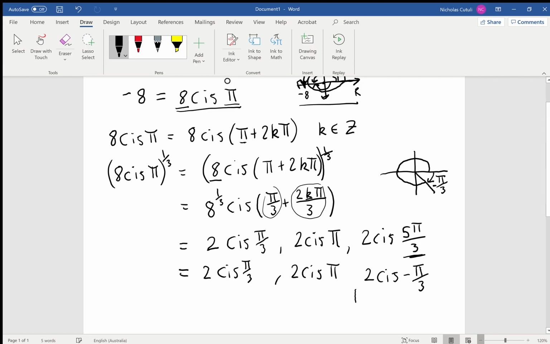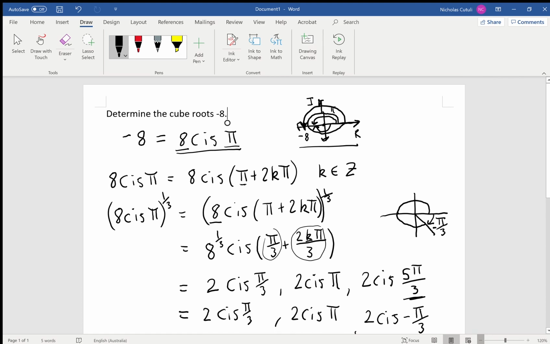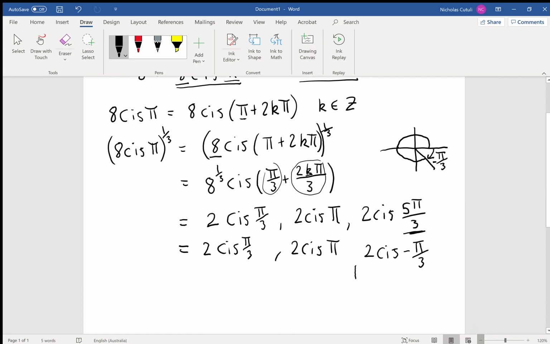Okay, and they're my 3 solutions that I've got for this. Now, remember what we're trying to find here. We're trying to find the cubed roots of negative 8. All right, so if I wanted to verify this or check the reasonableness of my result, then what I would do is simply put each one of these answers to the power of 3, because the cubed root is the opposite to putting it to the power of 3.